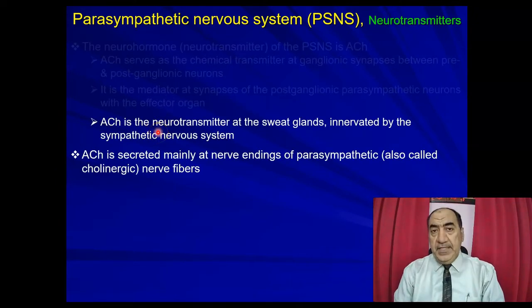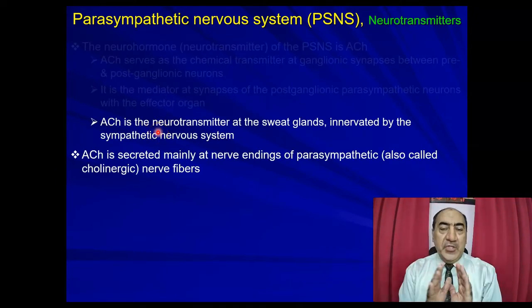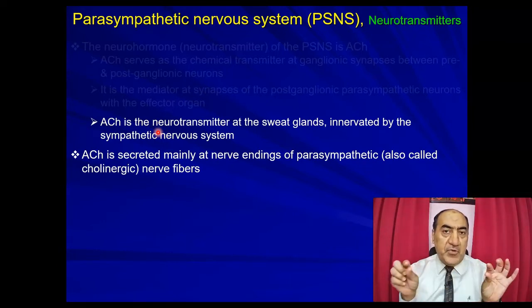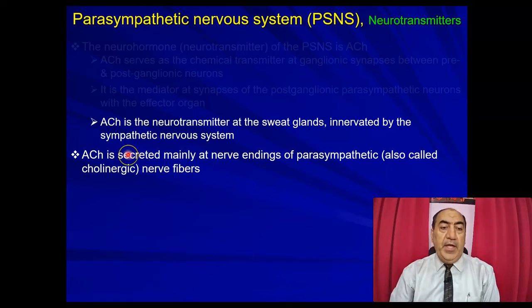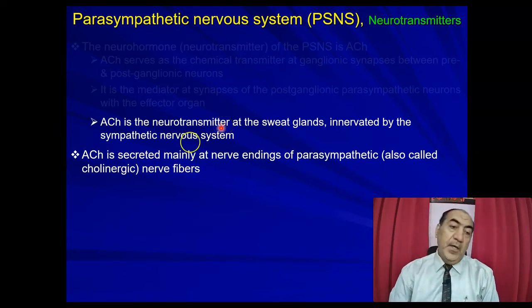Acetylcholine also, this is kind of an exception to the rule, okay? The sweat gland is sympathetic. The nerve is thoracolumbar, okay? But it's an exception to the rule, okay? Even though it's sympathetic, it releases acetylcholine, okay? So this is kind of an exception to the rule. They call it, by the way, sympathetic cholinergic, because the nerve is sympathetic, but it releases acetylcholine.